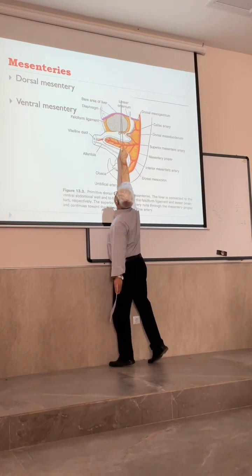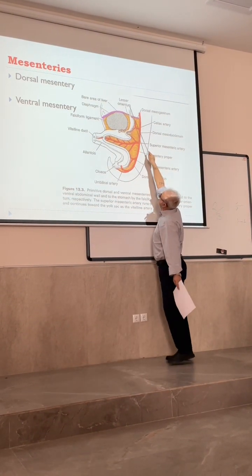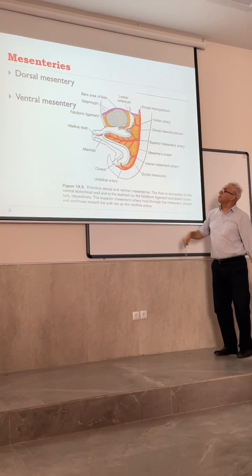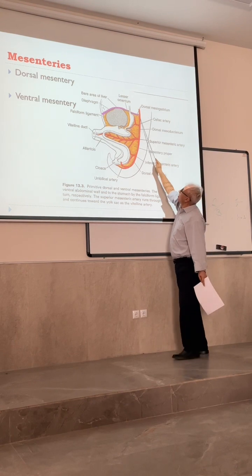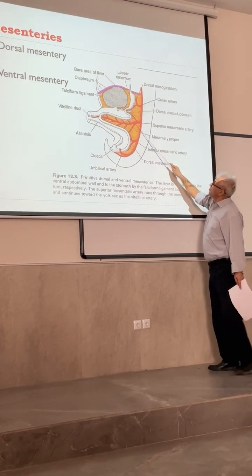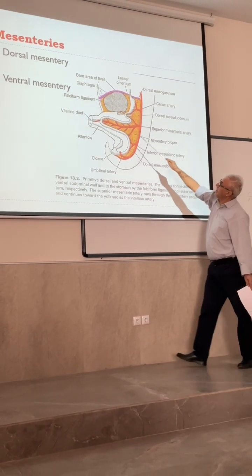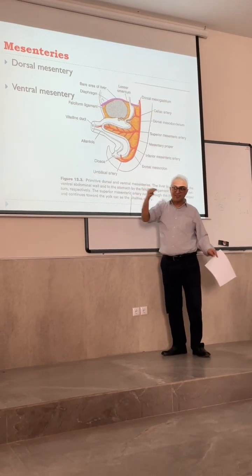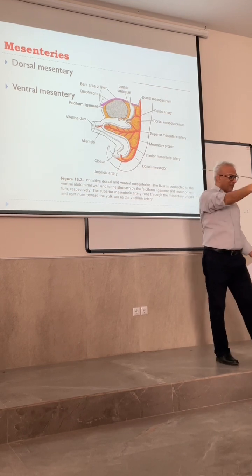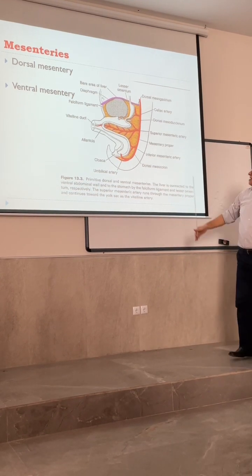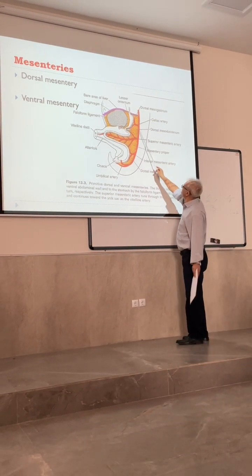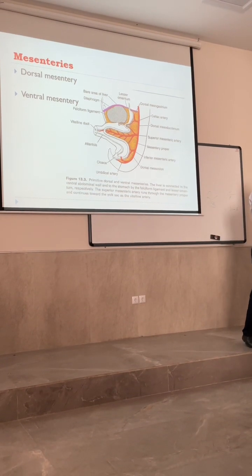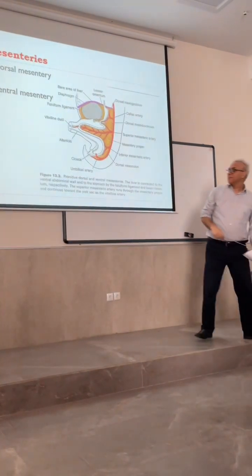Here is the heart. That's the gut. You can see the gut. It connects to the posterior wall and to the anterior wall. The gut has a connection with the anterior and posterior. This is a mesenterium. Mesenterium means a membrane, a part of membrane.